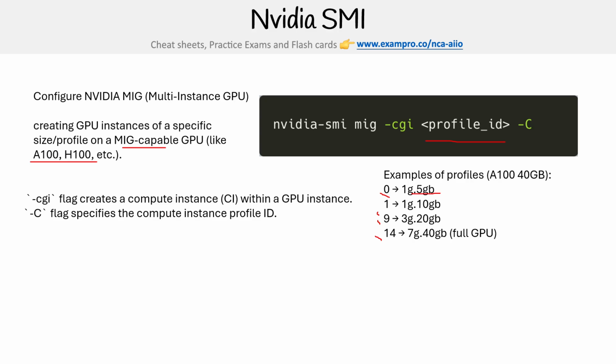So CGI creates a compute instance with a GPU instance, right? And the C flag specifies the compute instance profile ID. Okay, but anyway, when we cover MIG later on, just remember this and come back and learn these flags, okay? There's another thing in NVIDIA SMI. When we first use it, it'll give us a bunch of information. I don't have a screenshot for that right now, but I'm going to go over and show you NVIDIA SMI with my RTX, okay?